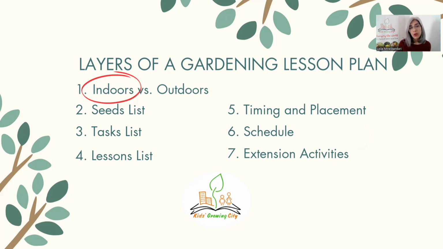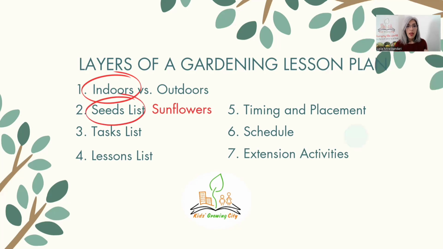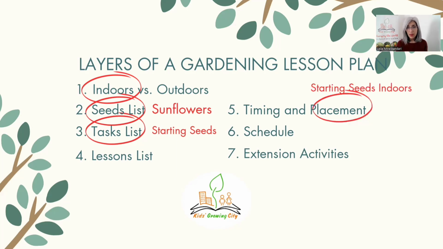Let's say that you decide for your first layer that you're going to be growing a classroom garden. Then for your second layer, you have your list of seeds. You have figured that out. And then sunflower, let's say, is part of that list. And in your tasks list, you know that sunflowers you need to actually start indoors. So that's one of the tasks that relates to sunflower. And then since this is an indoor garden, you know that you start your seeds, so your placement is indoors. We're going to talk about timing in a minute, so just bear with me.